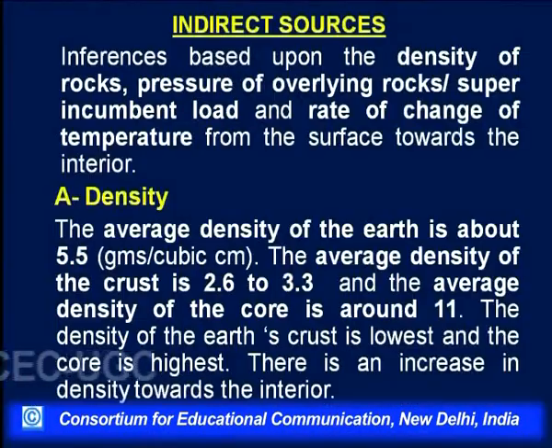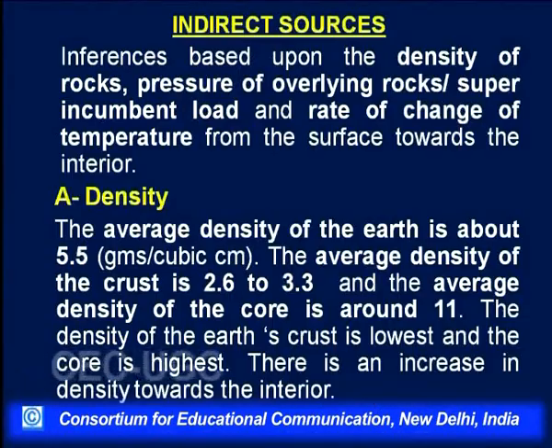Now, coming to the indirect sources, we have to depend on inferences based on the density of rock, the pressure of the overlying rocks, also called the superincumbent load, and the rate of change of temperature. So there are three things in indirect sources. I repeat, the first is the density of rocks, the second is the pressure of overlying rocks, in other words called superincumbent load, and the third is the temperature.